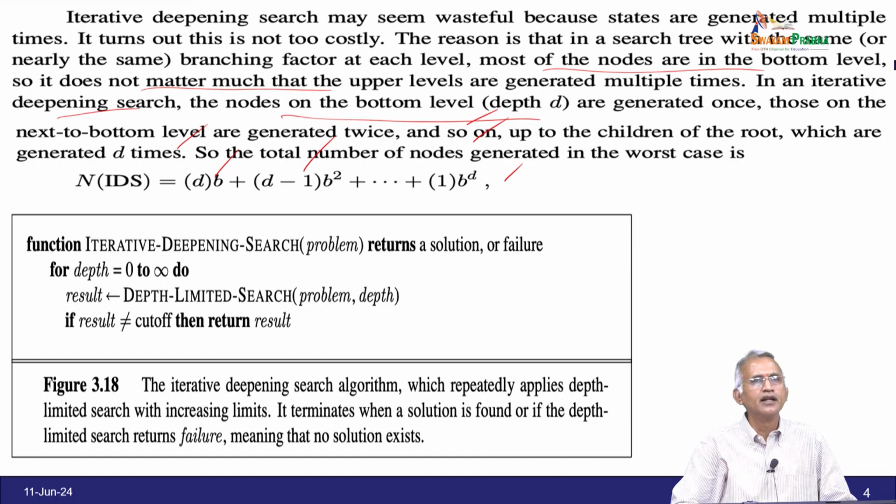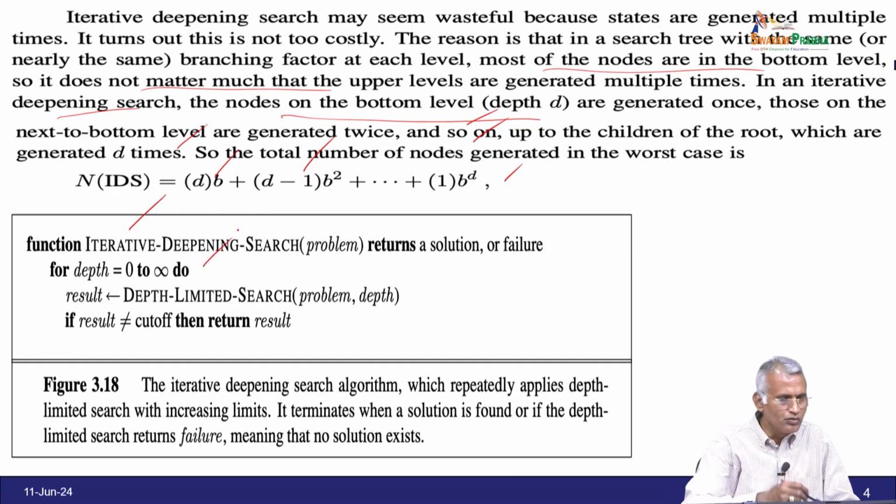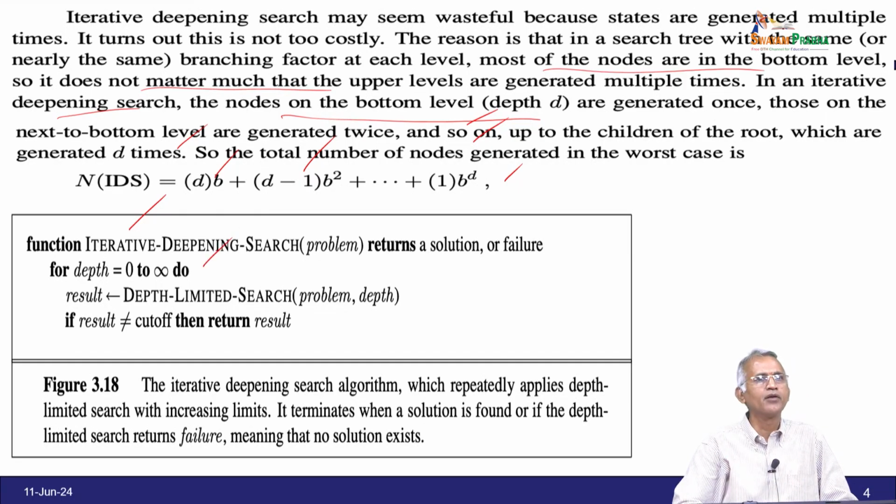So, that we can write the inbuilt function. The iterative deepening search algorithm is a function: iterative deepening search returns a solution or failure. For depth 0 to infinity do result = depth limited search(problem, depth). If result is not equal to cutoff, then return result. So, this repeatedly applies the depth limited search with increasing limits. It terminates when the solution is found, or if the depth limited search returns failure, meaning that no solution exists.